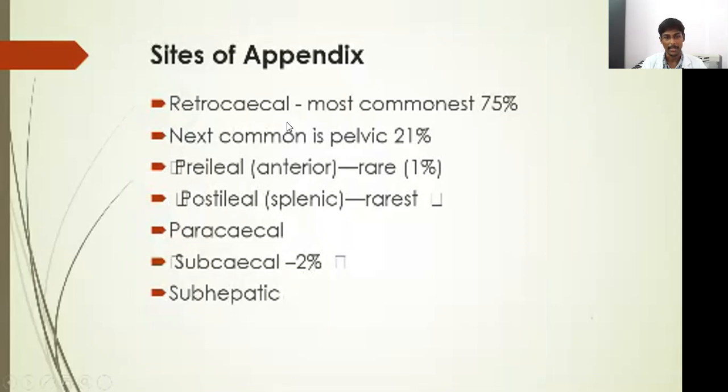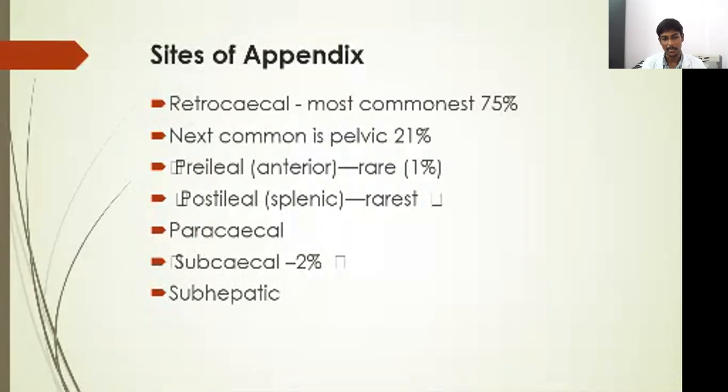The most common site of the appendix is retrocecal, which is the commonest, consisting of about 75% of appendices, and the next common is pelvic, which is 21%. Pre-ileal, that is anterior, is rare, at 1%. Posterior is rarest, and is the splenic site, a very rare type of appendix.